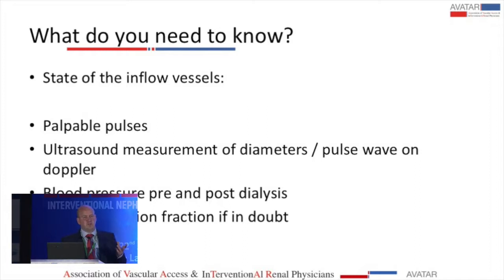If your unit is recording blood pressures pre and post dialysis, this is vital information to know. The one you're interested in, of course, is the post-dialysis blood pressure, which is often under 100 millimeters of mercury, particularly in anephric patients. And that's going to portend a poor outcome if you're using conduit which has got high resistance.